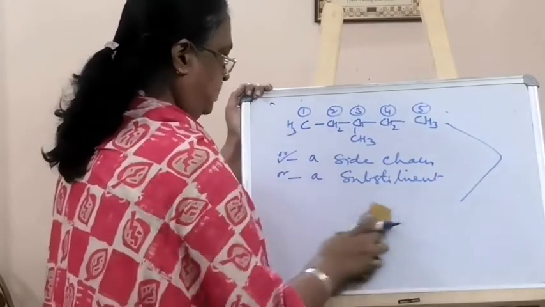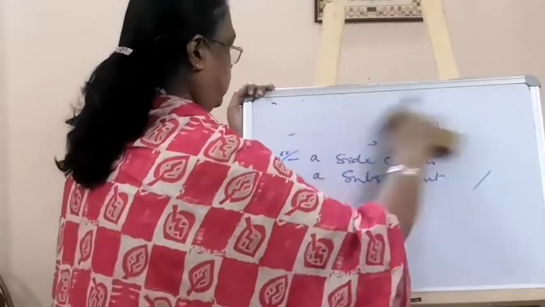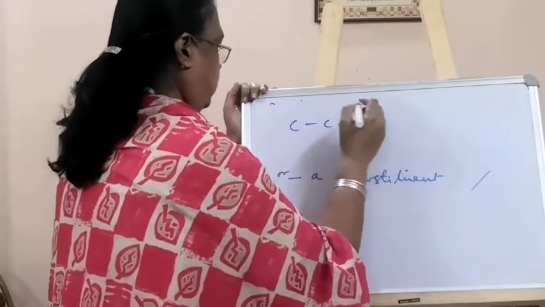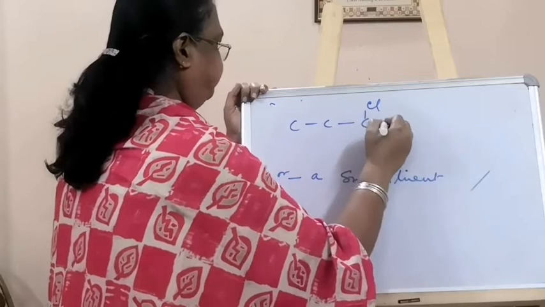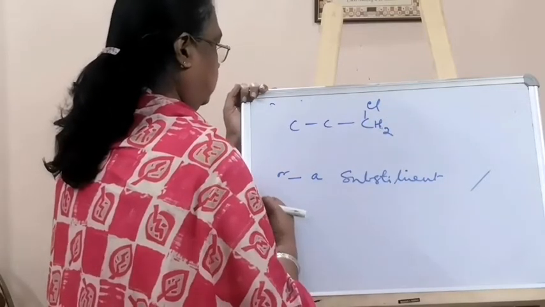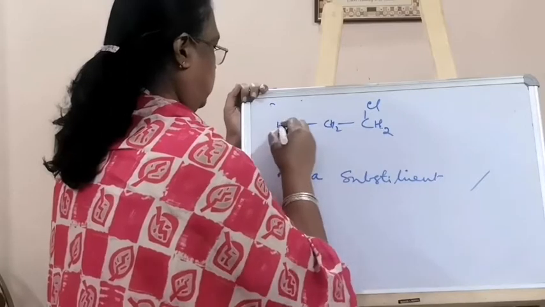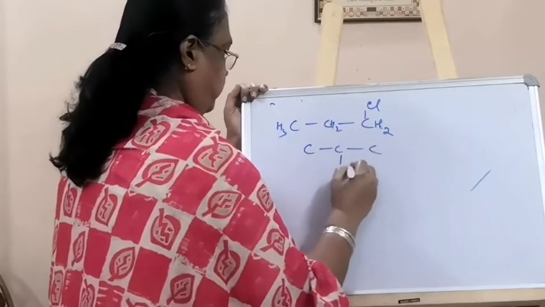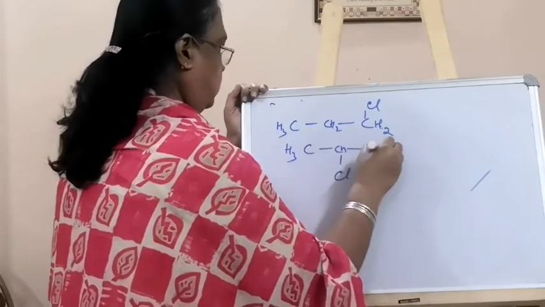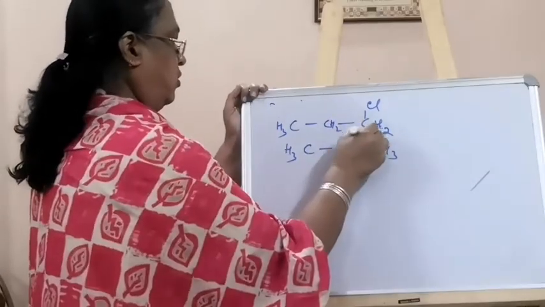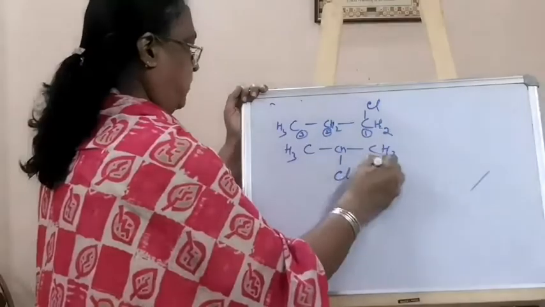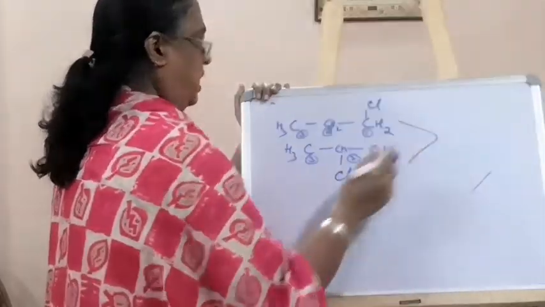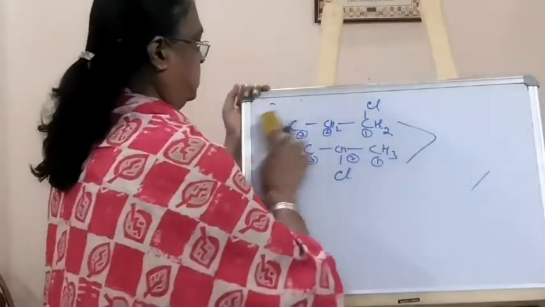Now we'll see the substituent. For the substituent, if you have 1, 2, 3, one chloro group here in H2 and H3, and you have 1, 2, 3, and one chloro group here, H3, H3. So here one chloro, and here we have 2 chloro. So the position of the substituent is different. So they are positional isomers.